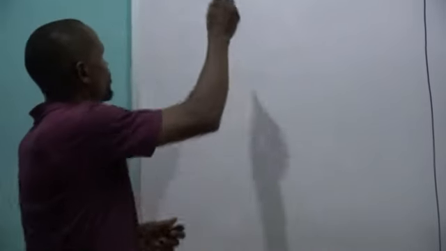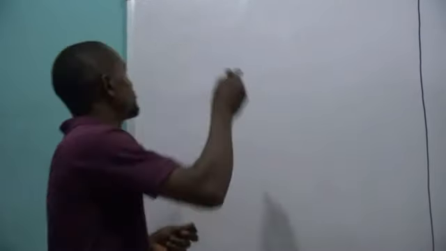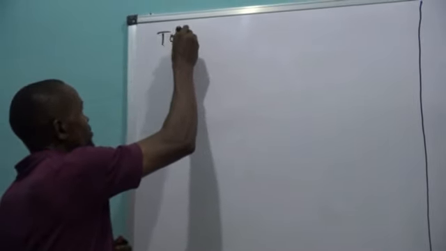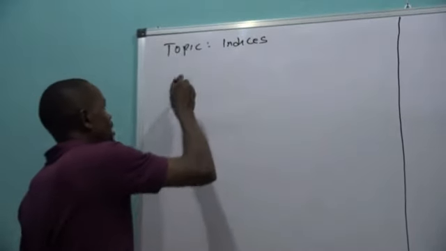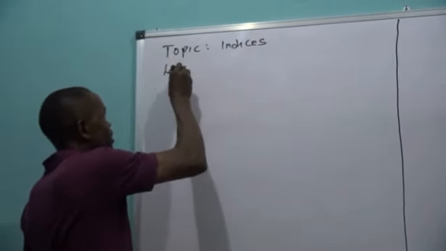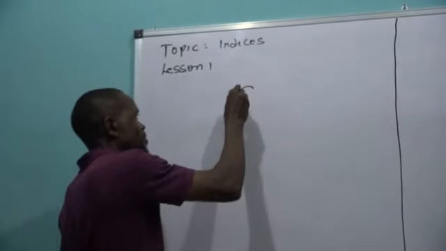You are welcome. This class treats Maths 112, which is the course title, Algebra and Trigonometry. In this Maths 112, the first topic we are going to treat now is indices. This is our lesson one, and let us look at this.